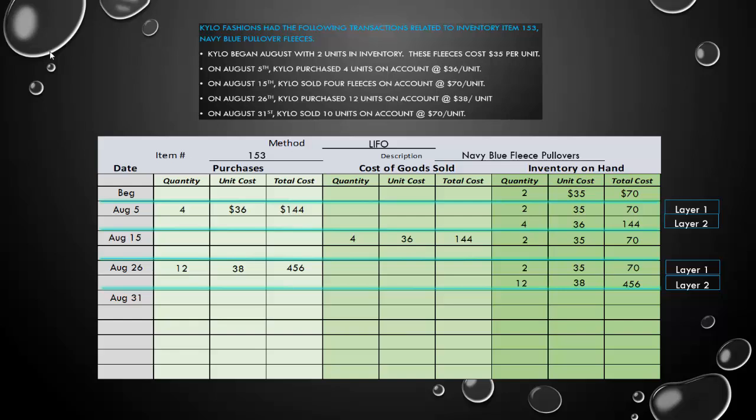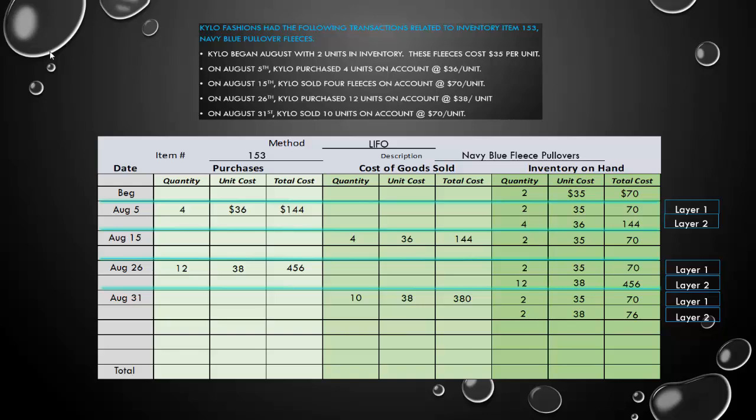So when we sell these 10 units at a $70 per unit sales price, what's our cost of goods sold going to be? Well, it's assumed that we're selling the last ones that we purchased, and the last units that we purchased cost 38 bucks apiece. So we have 12 of those in inventory. We're going to sell 10 of those $38 units and record a total cost of goods sold on the sale of $380. What do we have left after the sale? Well, we still have those two $35 pullovers in layer 1 with a total cost basis of $70. We had 12 $38 pullovers, but we just sold 10 of them, which means we only have 2 left at a $38 unit cost for a total cost of $76 for our second layer.